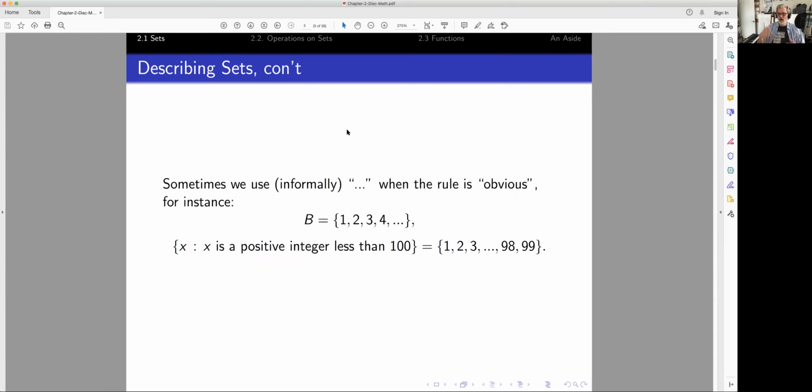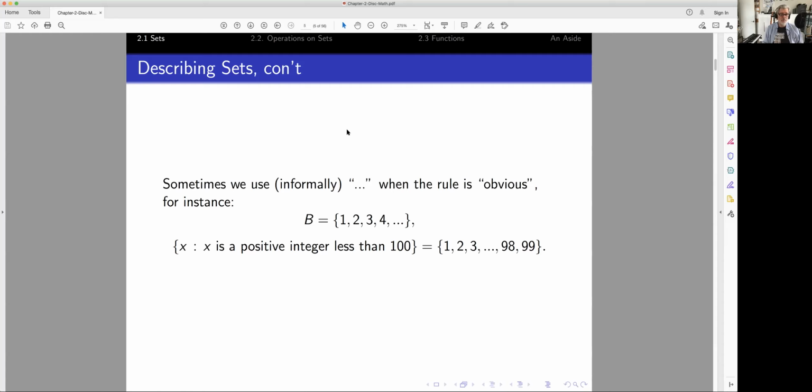Now, often we cut corners when the rule that we are describing is obvious. We might use three little dots. For example, the set B that I gave earlier, the set of positive integers, I could write the set consisting of the elements 1, 2, 3, 4, three little dots, okay?